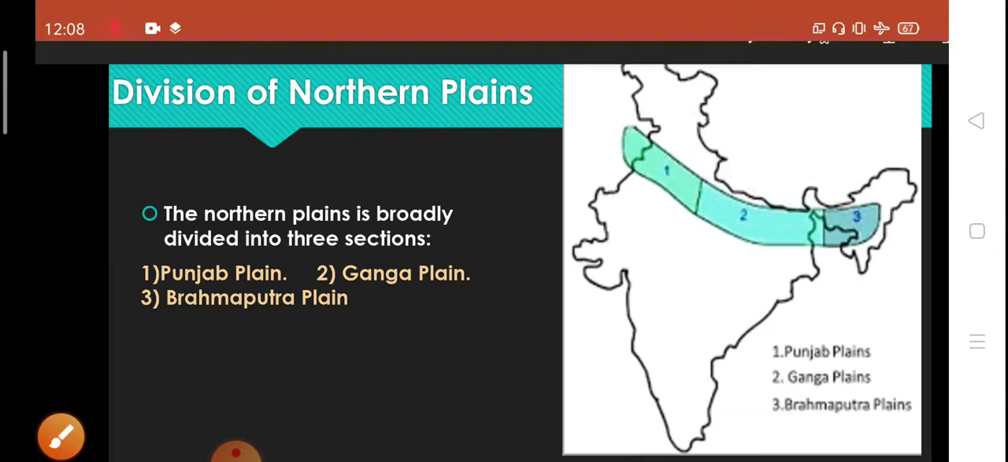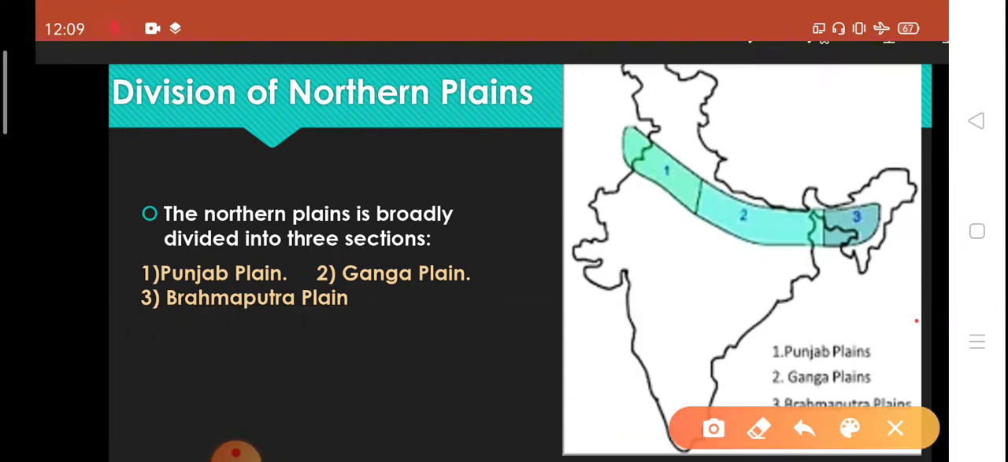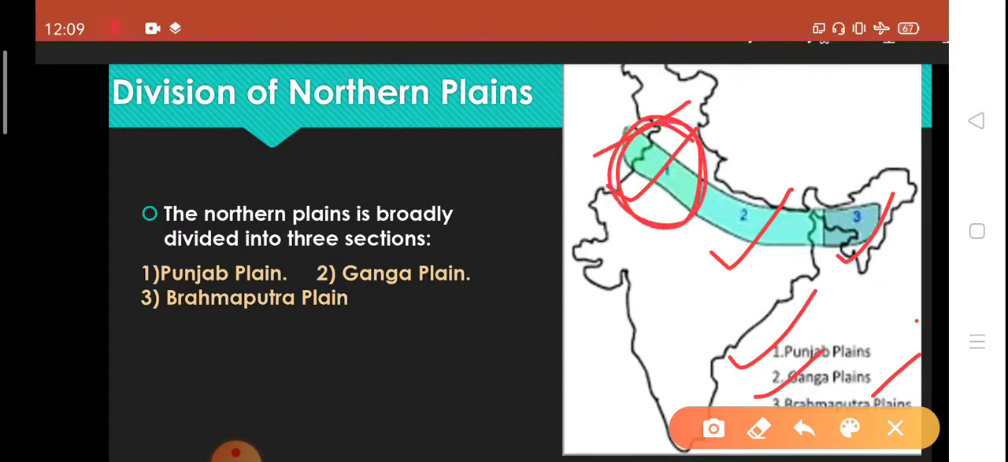Similarly, in the northern plains also we have the division of the northern plains. The northern plain is divided into three parts, the 1, 2 and 3. The first part is the Punjab plain, the second part is the Ganga plain, and the third is the Brahmaputra plain. This part is called the Punjab plain because it occupies most area of Punjab. Then this part is called Ganga plain because majorly we have Ganga river over here. And similarly the third part is called Brahmaputra plain because in this part we have the Brahmaputra river flowing.